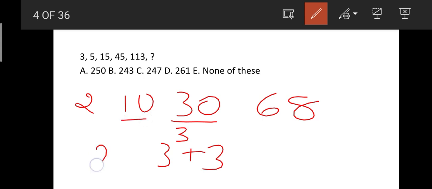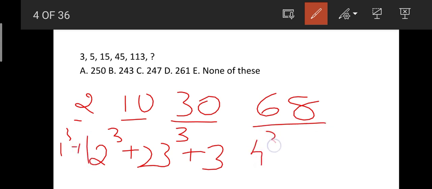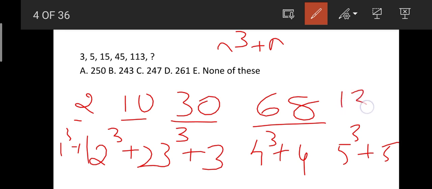For 10 it is 2 cube plus 2. For 2 it is 1 cube plus 1. And then for 68 it is 4 cube plus 4. They are adding nothing but n cube plus n. Okay, now to get our answer we should add the value 5 cube plus 5, nothing but 130, isn't it? If we add 113 to 130, then what is our answer? It is nothing but 243.